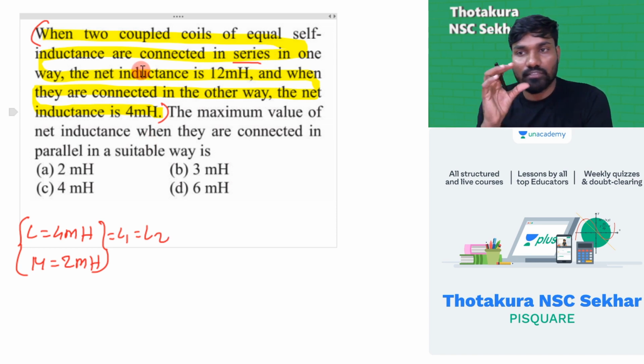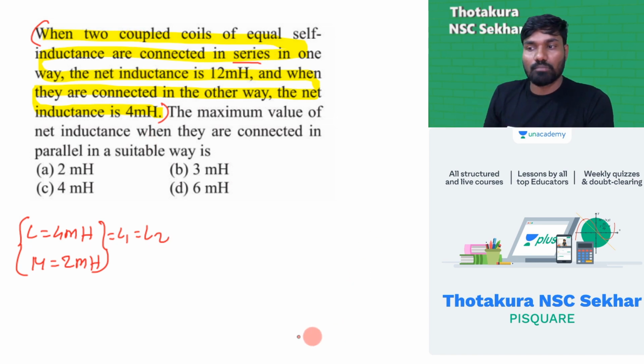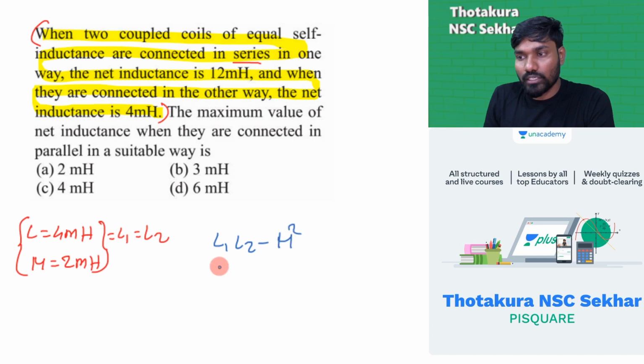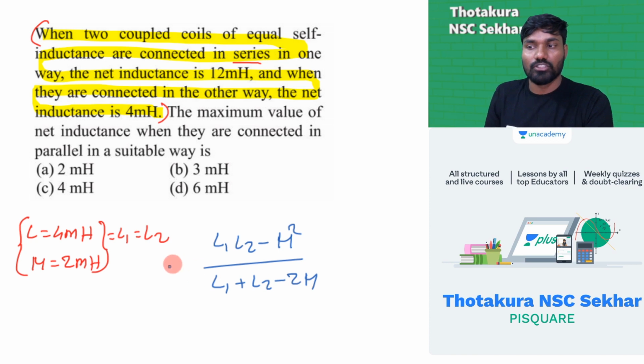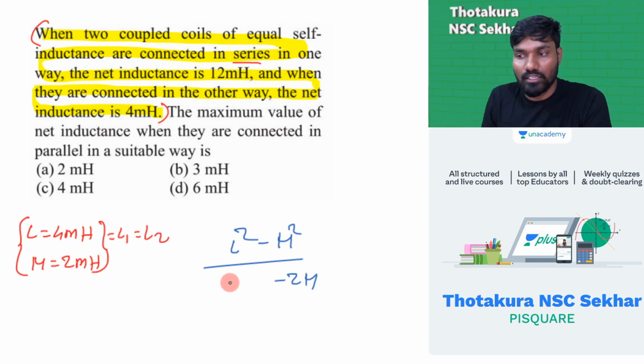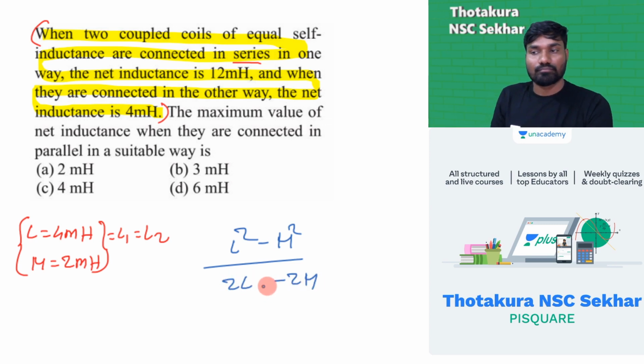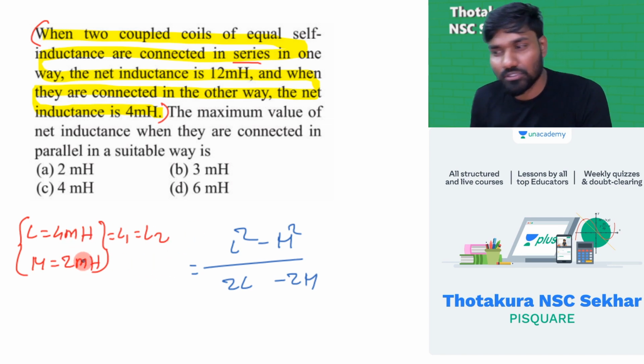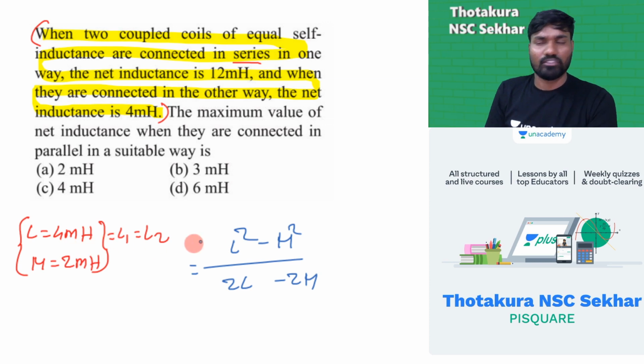If I do positive coupling, then only I will get a maximum value, that is series or parallel. So for parallel positive coupling, I will get (L1 L2 minus M square) by (L1 plus L2 minus 2M). This is the formula. Now L1 is equal to L. This is L square minus M square, by 2L minus 2M. L value is known, that is 4 millihenry. Everything will get in milli, so I am just discarding milli.